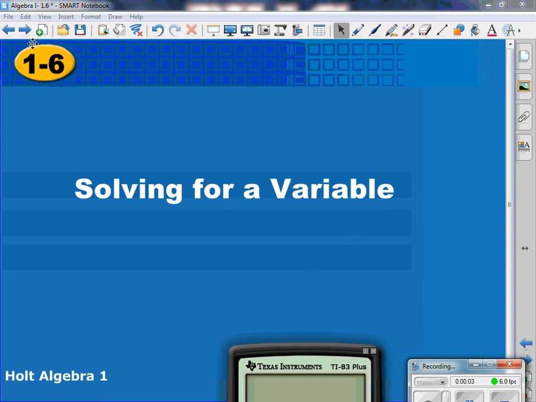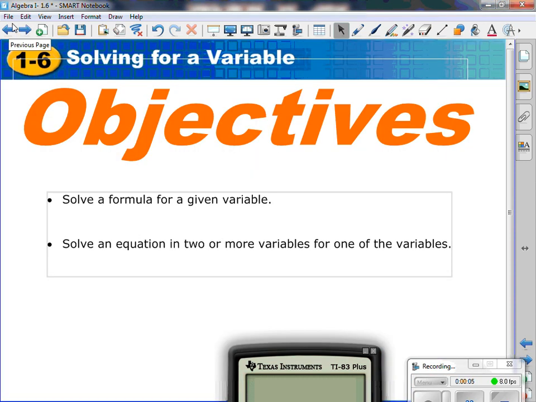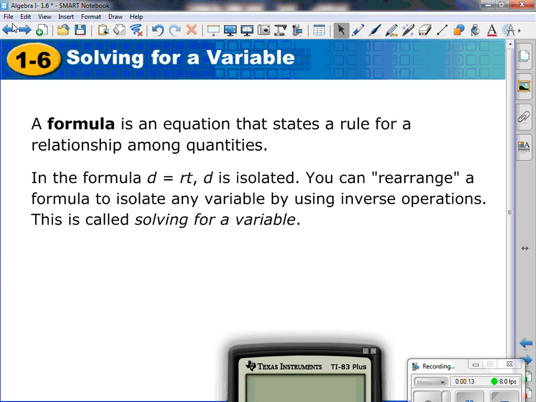1.6, solving for a variable. Today's objective, we're going to use formulas for a given variable. We're going to use equations in one or two variables. We're going to be dealing with formulas. Now, you should know that a formula states a rule for relationship amongst quantities.